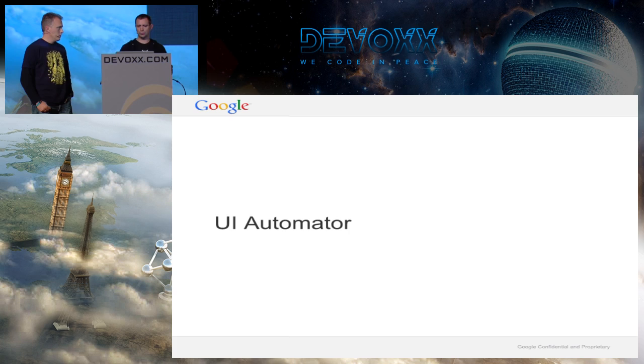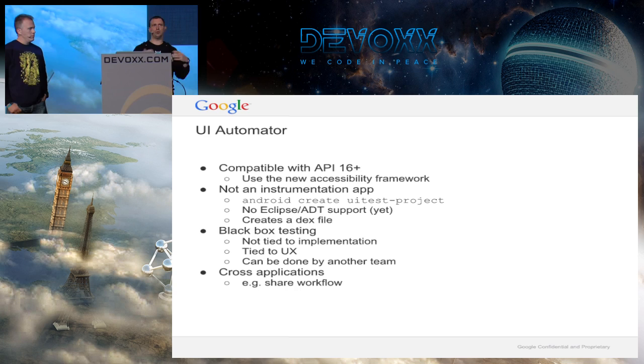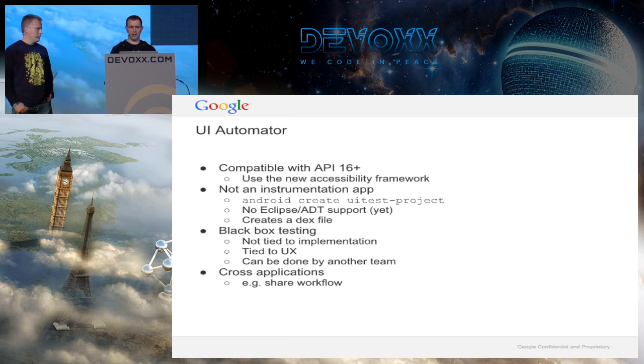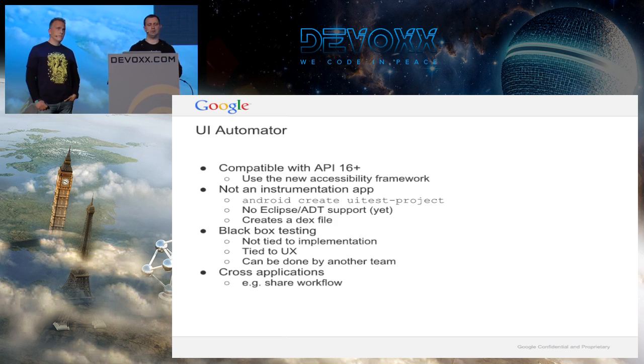Something new that we just released yesterday is UI Automator. UI Automator is a new way of doing testing. We still support instrumentation tests. Nothing changed here. You can still do that. UI Automator starts in API 16, so it's 4.1, and it's also available in 4.2. It's only on this platform because it relies on the accessibility framework that we introduced in 4.1.